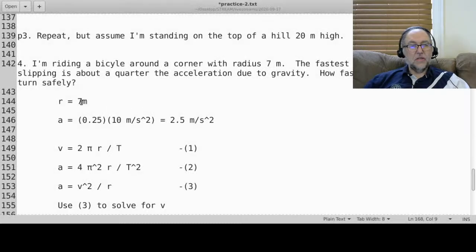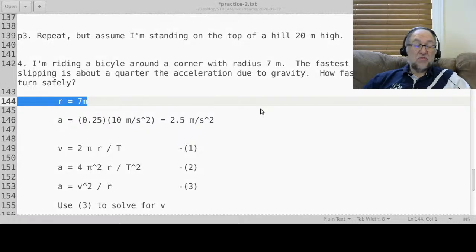What did I tell you? I told you that the radius of the turn was 7 meters. Okay, it can't be tricky there. The worst I could do is maybe give you a diameter instead of a radius, and just remember that the diameter is twice the radius. But I gave you a radius, 7 meters.